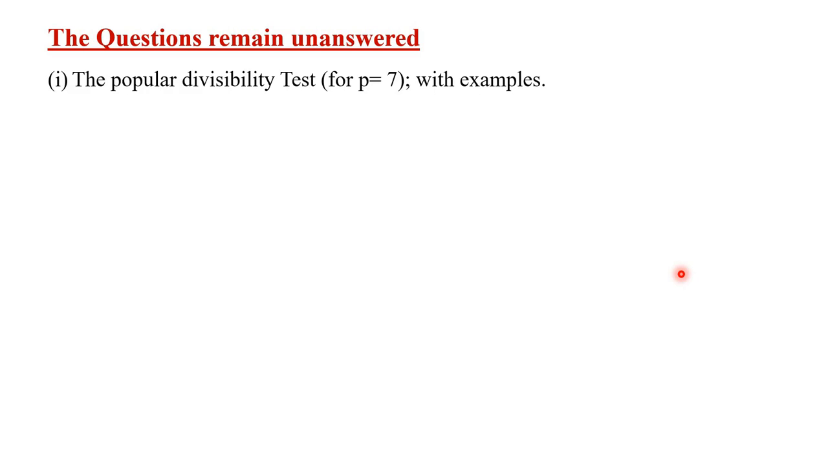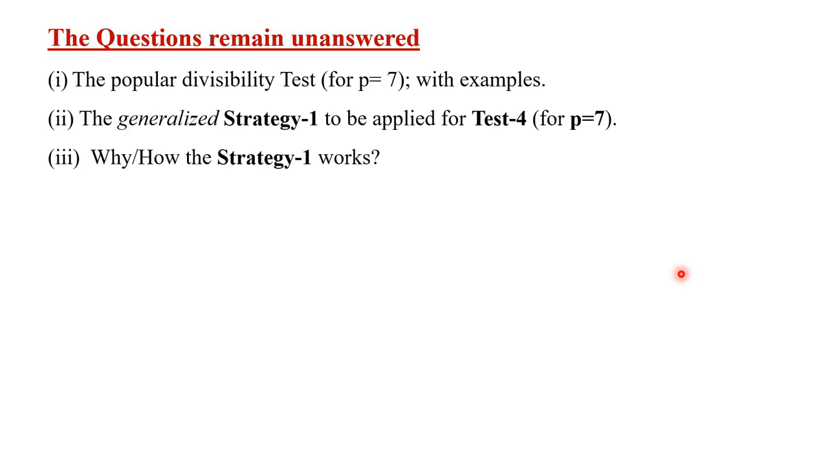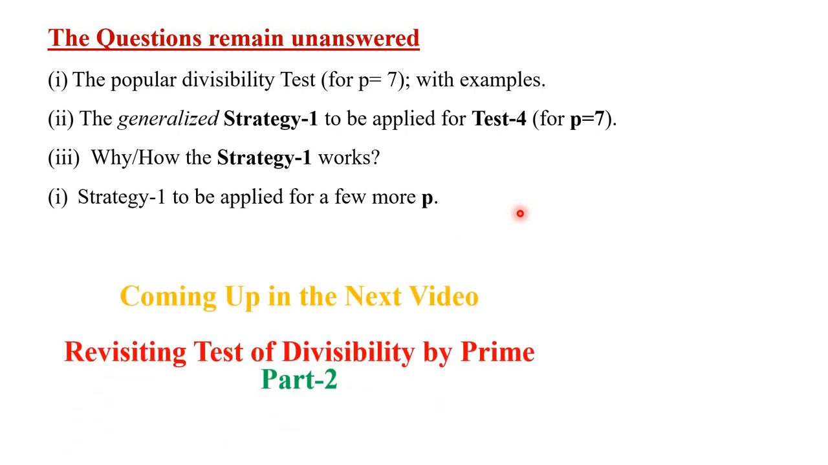What are those? The popular divisibility test for p equal to 7 that we have not seen in this video with examples, and we have not applied strategy 1 either for test 4, you can call, that is for p equal to 7. And more importantly, for strategy 1 that is presented here, we have not explained why or how this strategy works, and whether strategy 1 can be applied for a few more p or any p in general. So all this would be coming in the next video, revisiting test of divisibility by prime, part 2.